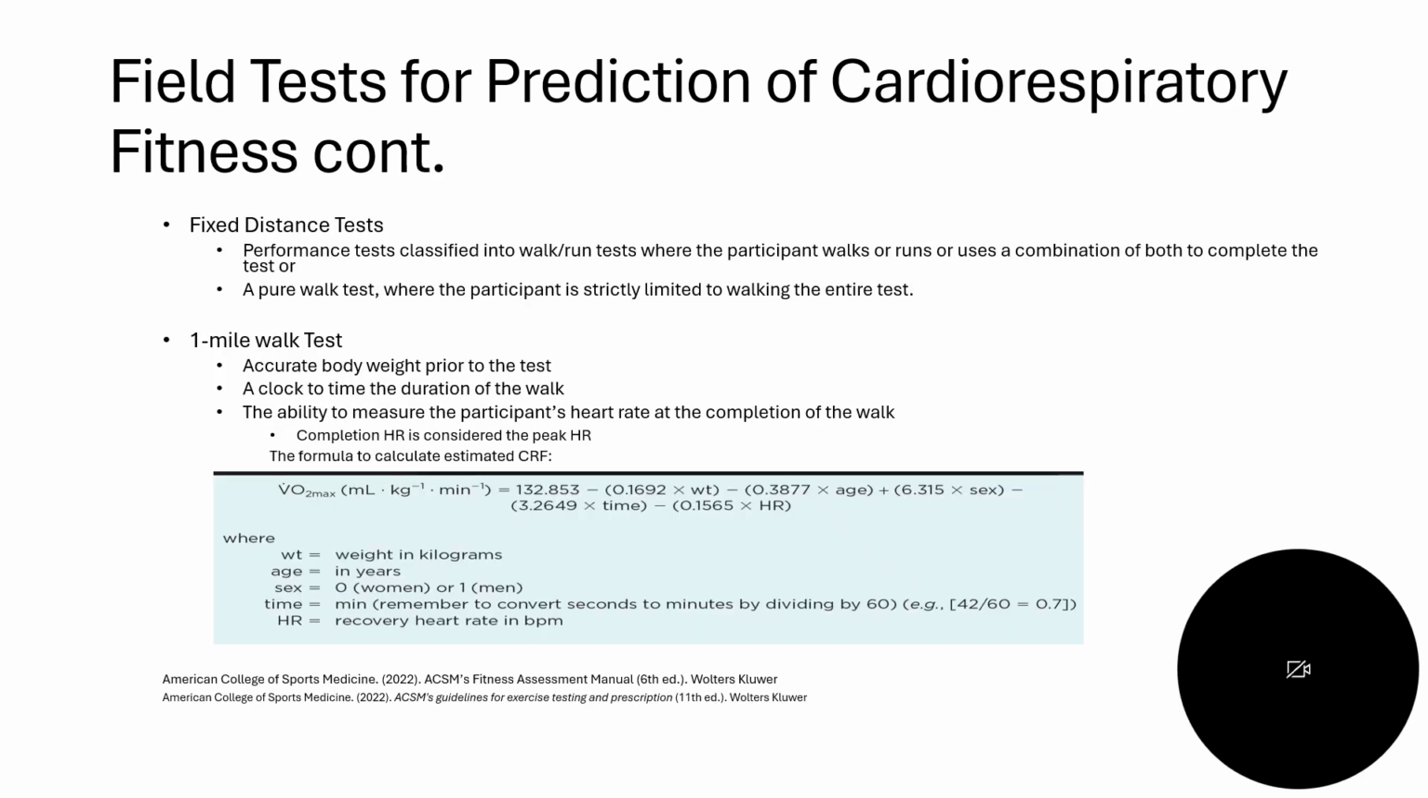Fixed distance tests are classified into walk-run tests, where the participant walks or runs or uses a combination of both to complete the test, or a pure walk test, where the participant is strictly limited to walking the entire test. There's also the 1 mile walk test, but for this test you have to make sure there's an accurate body weight prior to the test.